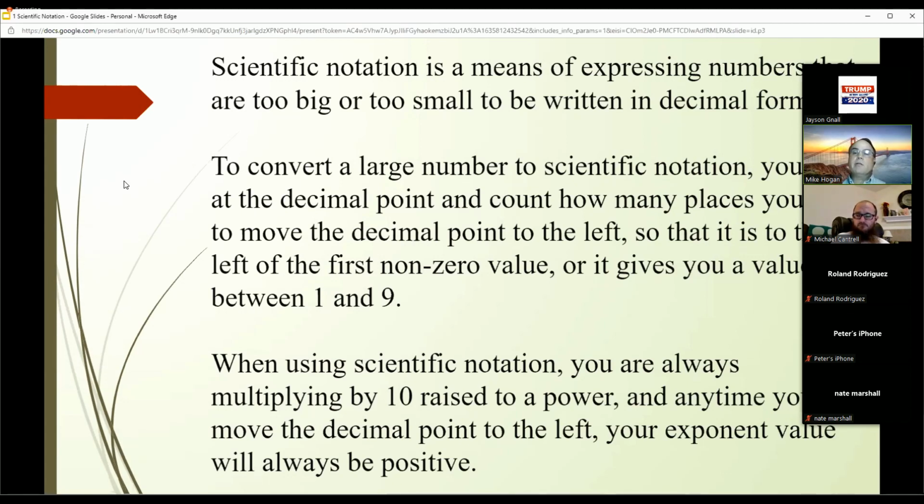Well, it's hard to talk in terms of those values. It's hard to say, well, I'm dealing with a 0.00000000025, and so we've got to have another way to handle these numbers. And so that's where scientific notation comes in.